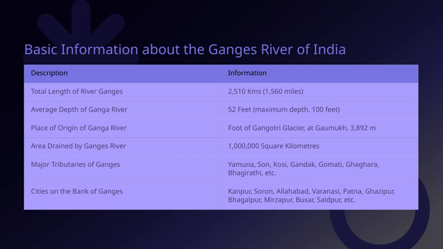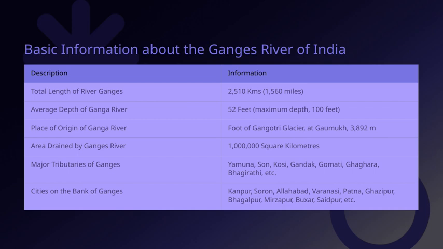The Ganges drains an extensive area, covering approximately 1 million square kilometers. This vast basin not only supports millions of people, but also sustains countless ecosystems. Several major tributaries contribute to its flow, including rivers like the Yamuna, Son, Kosi, Gandak, Gomati, Gaghara, and Bhagirathi, among others.